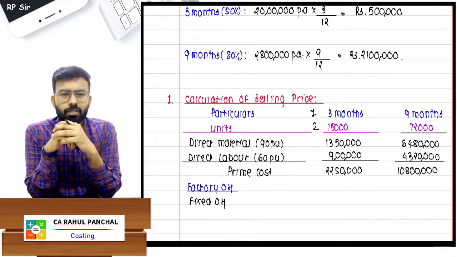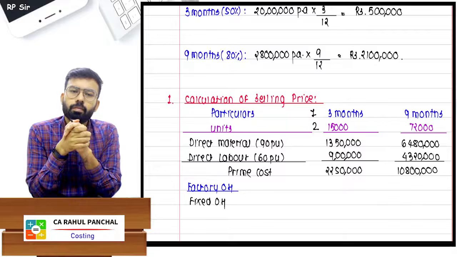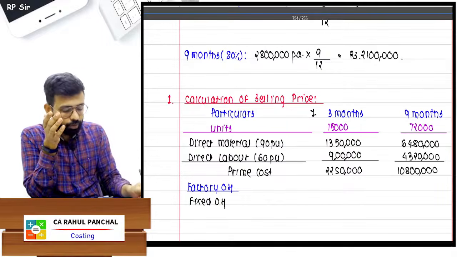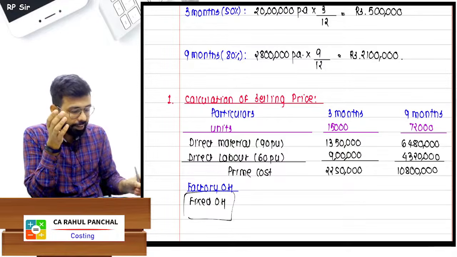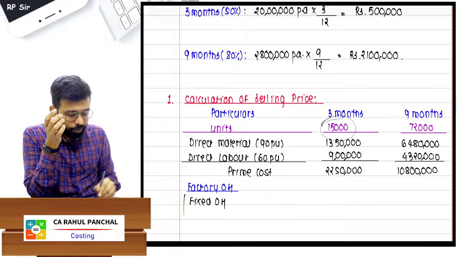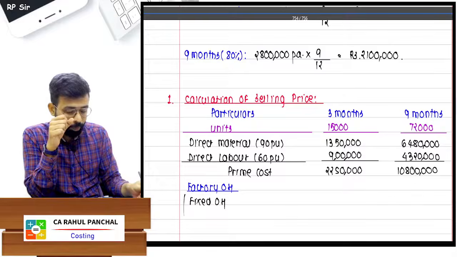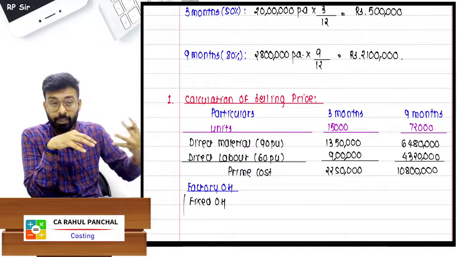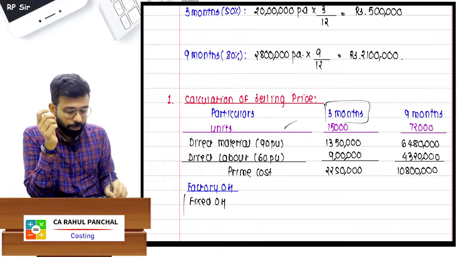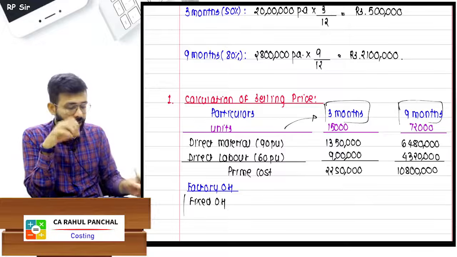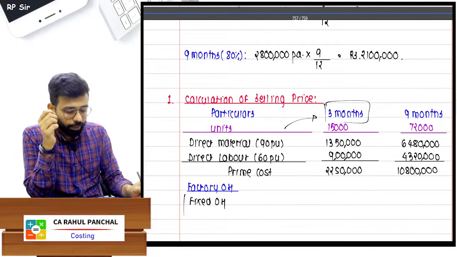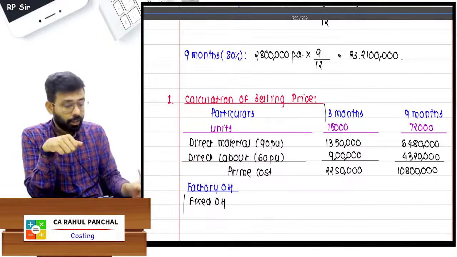Any reason? Because it is per annum, and it is a fixed cost. First of all, it is a fixed cost, like rent. Rent is not dependent upon units. The landlord will never ask you how many units you have produced. The owner of the factory premises will tell you 3 months are done, pay me the rent, or 9 months, pay me this much rent for these 9 months. It means rent is always paid based on months, that is, duration.